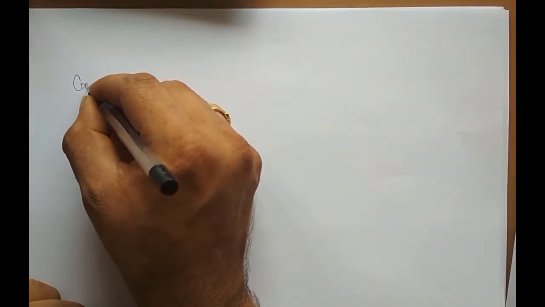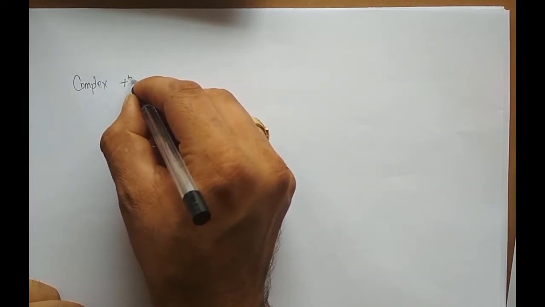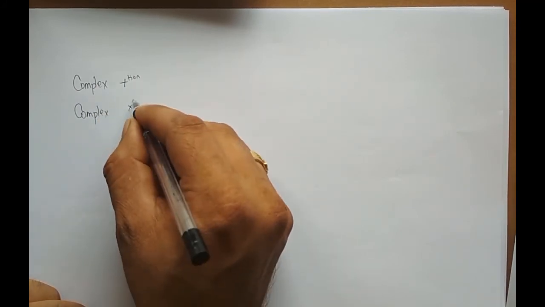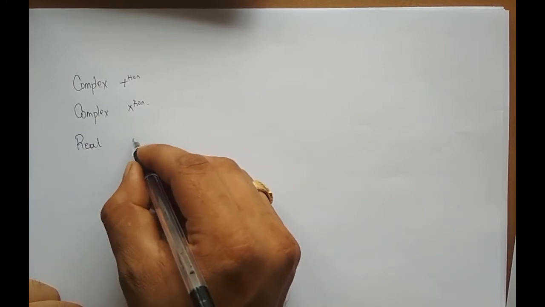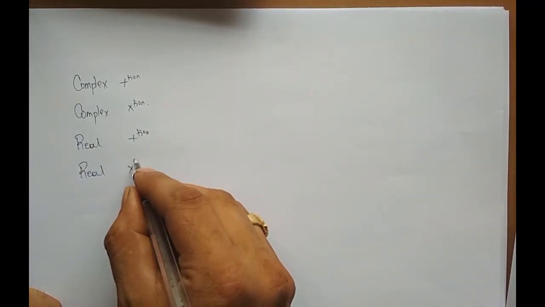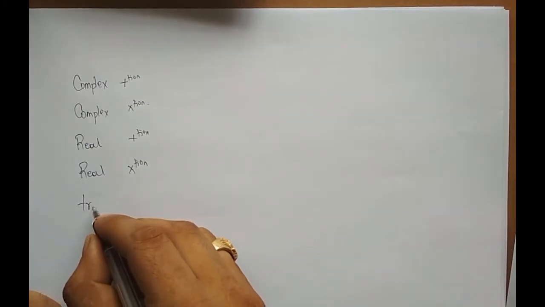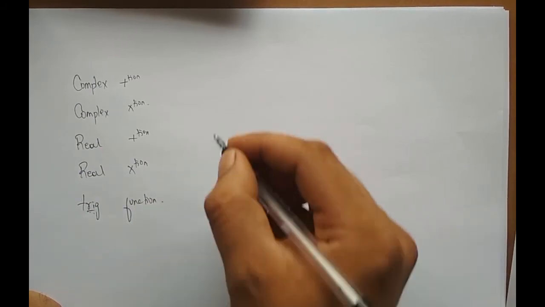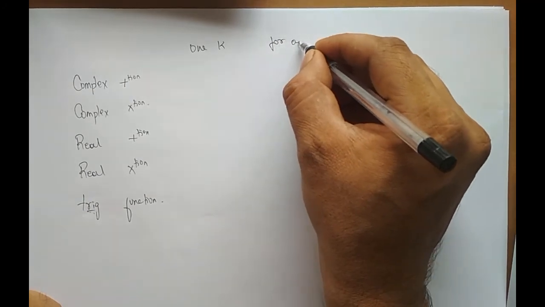Put it in a table. So complex addition, complex multiplication, real addition, real multiplication, and trigonometric function. Okay, this is for 1k, this is for all k.